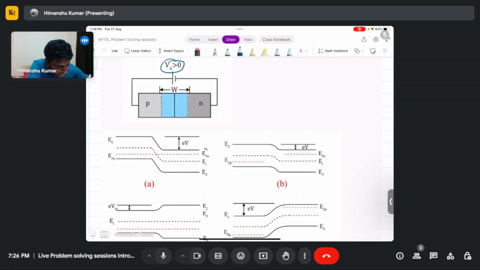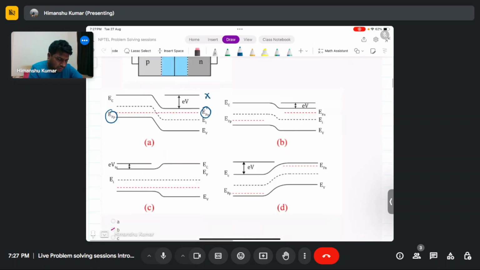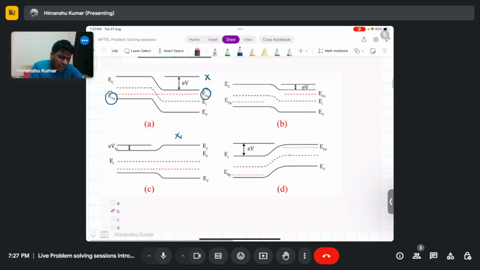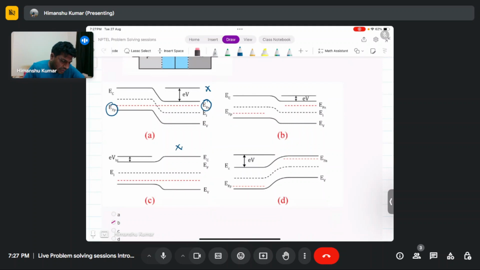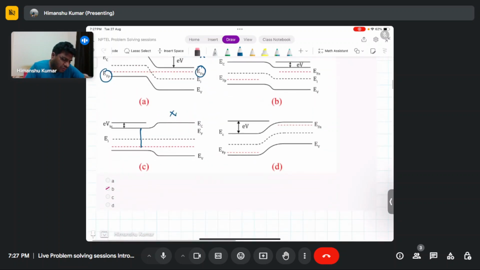In this diagram, E_FN and E_FP are the same, so this is the band diagram under equilibrium. But since we applied a bias, it is a non-equilibrium case, so your Fermi level can't be flat. So this is wrong. Similarly, this one is also wrong, and this is drawn in an incorrect way. The band gap should be the same, and this is also drawn wrong. On one side you should not have a different barrier for electrons compared to the other side. So this is also wrong.